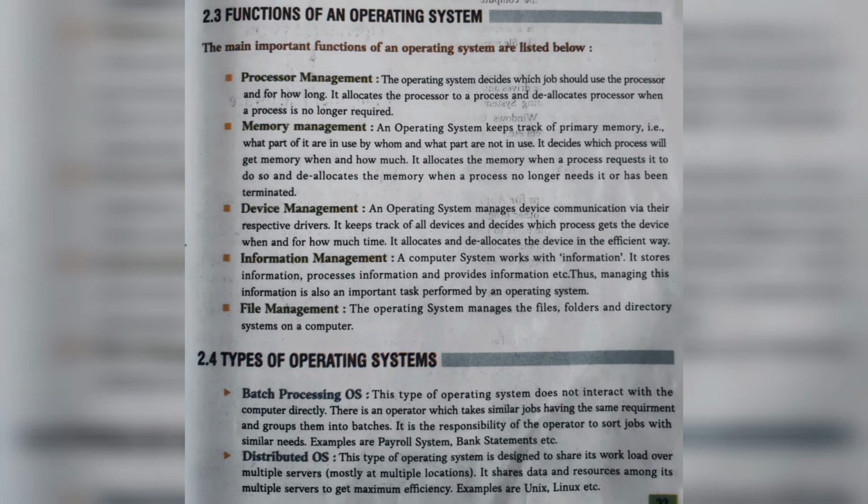Next, information management. A computer system works with information. It stores information, processes information, and provides information. Thus, the management of this information is also an important task performed by an operating system.